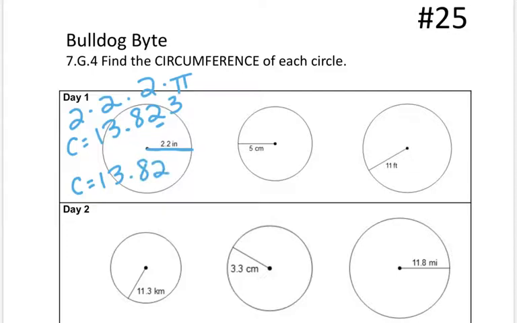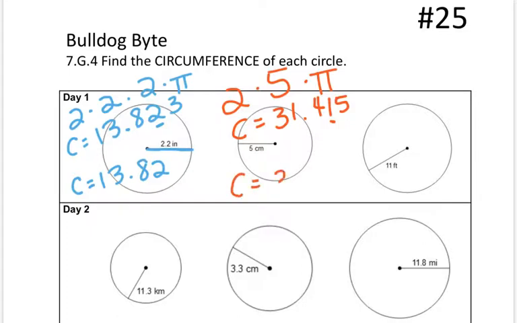Number 2 for day one, the radius is 5. So we're going to say 2 times 5 times pi. When you do that, your answer is 31.415. So we're going to round to the hundredth. We're going to look at the 1 and then the number to the right of it is 5. So we're going to round and say that that is 31.42.